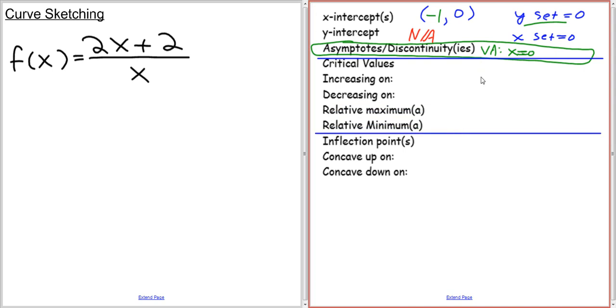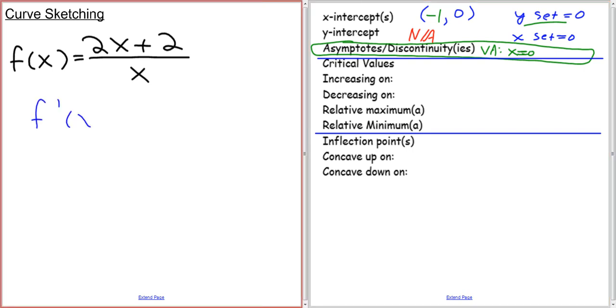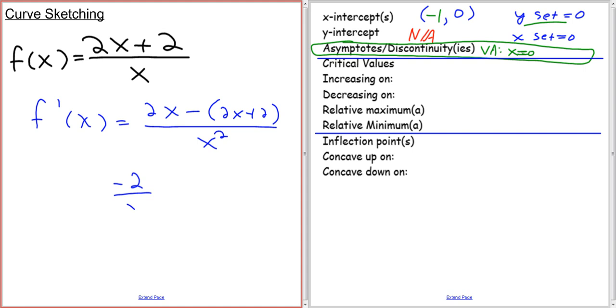So let's deal with the derivative now. Let's take the derivative, f prime of x. Quotient rule: derivative of the top times the bottom minus derivative of the bottom times the top, all over the bottom squared. I see here that it's going to be negative 2 over x squared for y prime, or f prime of x. So what is my critical number? Well, I have a critical number when the top is equal to 0, which never happens, or when the bottom is equal to 0, which is x equal to 0.